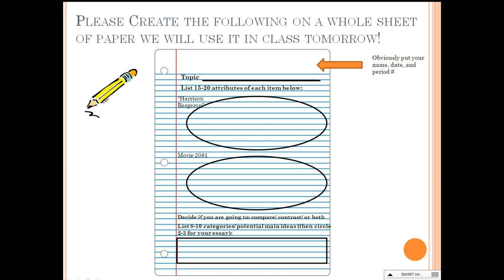You need to decide after that, down at the bottom, if you're going to compare, contrast, or both, so you can circle it once we've done the actual activity. And then in that box down below, you're going to pick some potential main ideas that you're going to put together in the paragraphs of the actual essay.